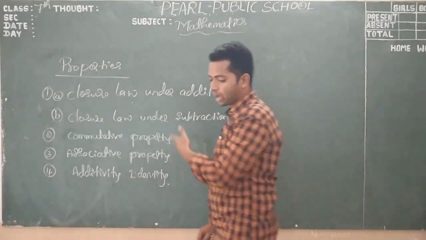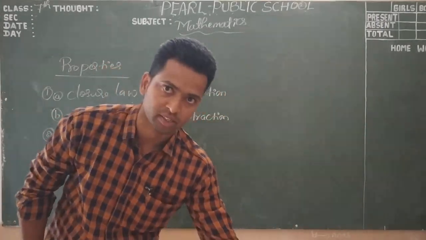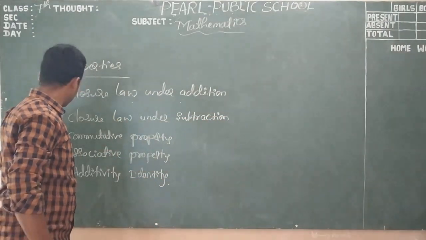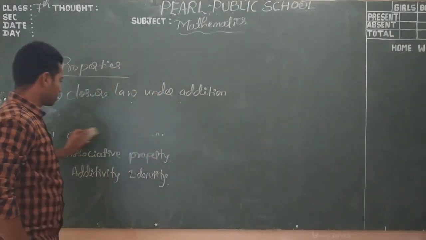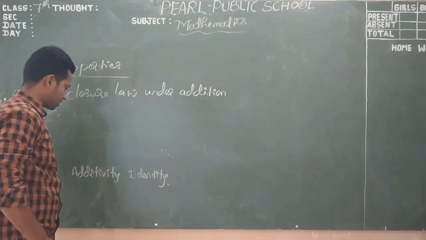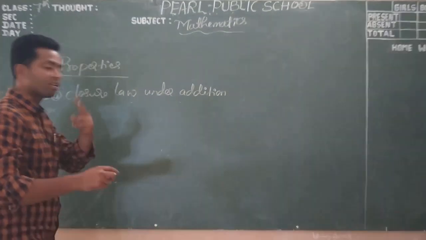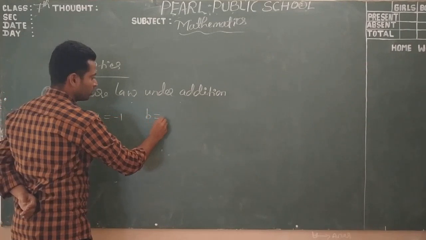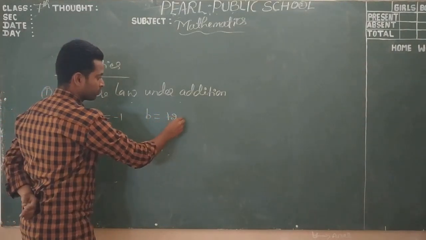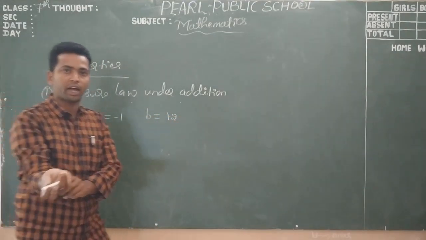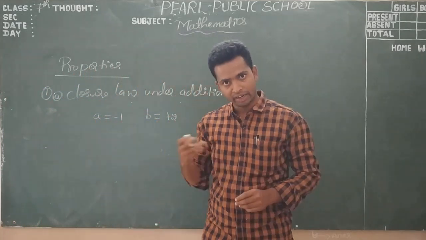Okay. See how they are verified with the integers. To prove these properties, we are considering some integers. Now I am going to take a pair of integers. Let us assume a equals -1 and b equals +2. Either you take a positive integer or a negative integer.